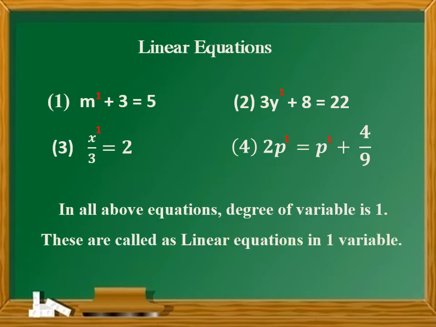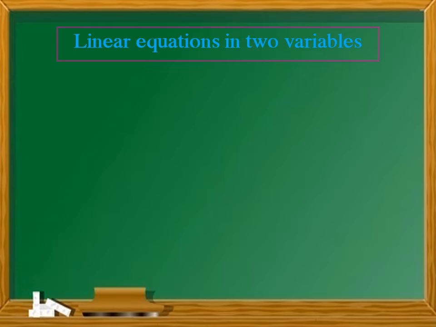In this way, you have learned about linear equations in one variable. What is the conclusion here? In linear equations of one variable, the degree of the equation is 1. We will see the meaning of linear equations in two variables. For this, observe the equations given below.